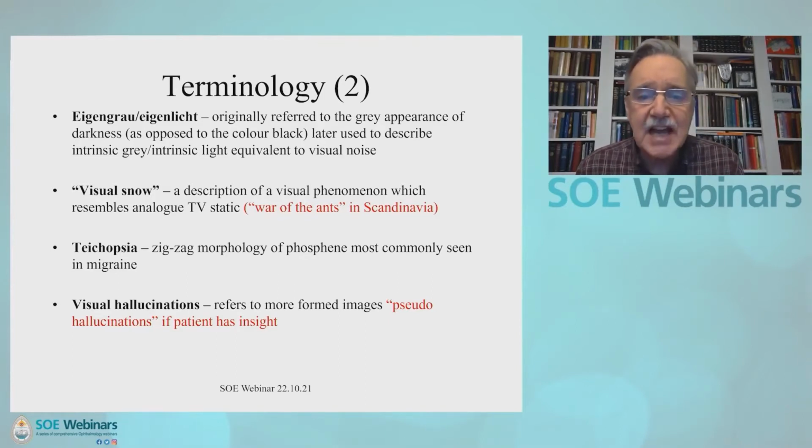Teichopsia is a zigzag morphology of a phosphene most commonly associated with migraine, and visual hallucinations generally refers to more formed images. Technically, these are pseudo hallucinations if the patient has insight, i.e. knows that they're not real.